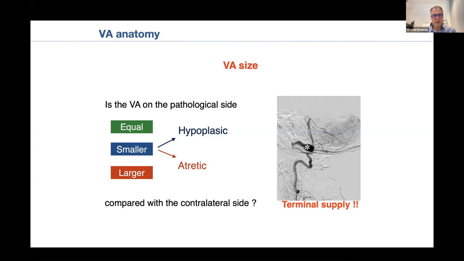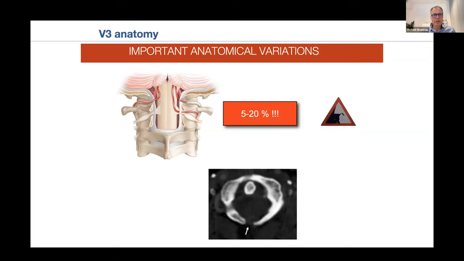So important anatomical variations that also have to be known are the variations of the PICA. The PICA usually arises from the intradural segment of the vertebral artery, which is V4. But in 5 to 20% of the cases, the PICA may arise from the horizontal portion or the vertical portion of the vertebral artery at the V3 level. It means that even when you are performing the initial step of the procedure, the PICA can be at risk.